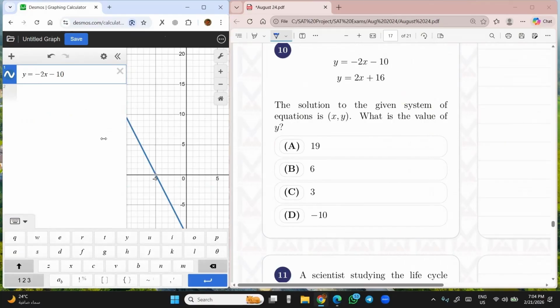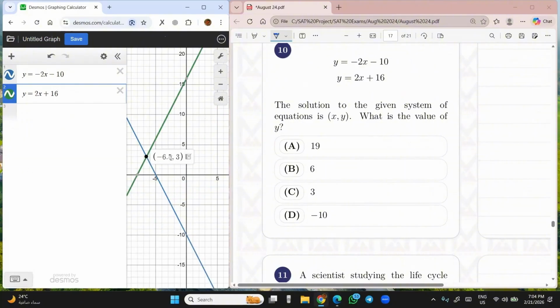you a graph, a line here. And another line we write y is equal to 2x plus 16. And you can look at the intersection point here. Negative 6.5, which is the value of x in the solution, and 3, which is the value of y. The question says what is the value of y, so we have to choose the 3.